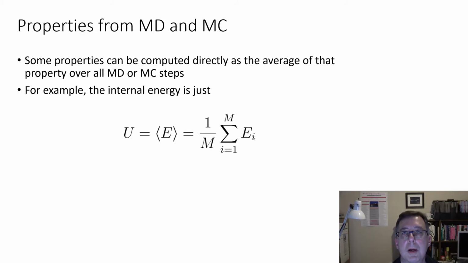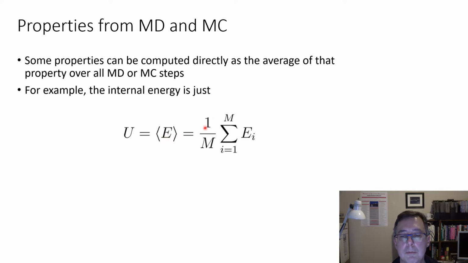Let's talk a little bit more about properties that you could hope to extract from either a molecular dynamics or a Monte Carlo simulation. Some properties you just get straight up from an average over all the time steps in molecular dynamics or Monte Carlo steps. For example, the energy is typically something that I can compute directly from the simulation. Internal energy U is just an average. I might also use the symbol E.